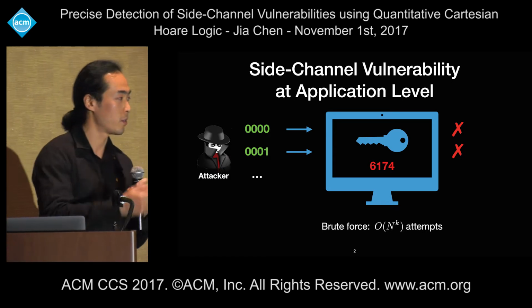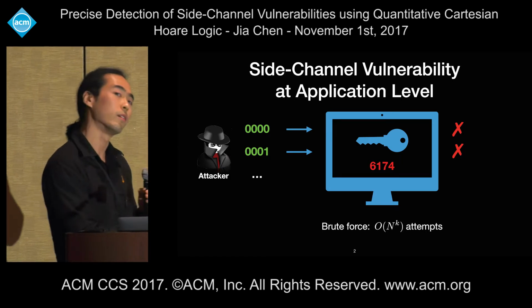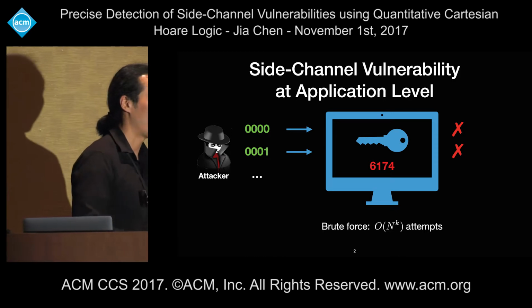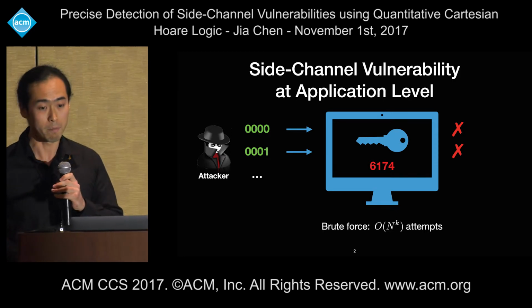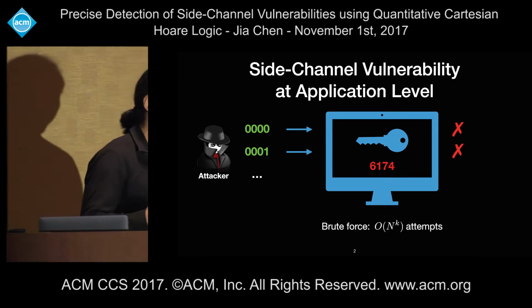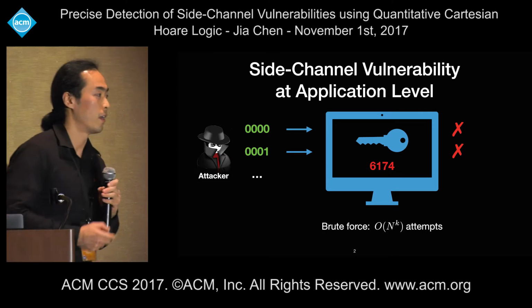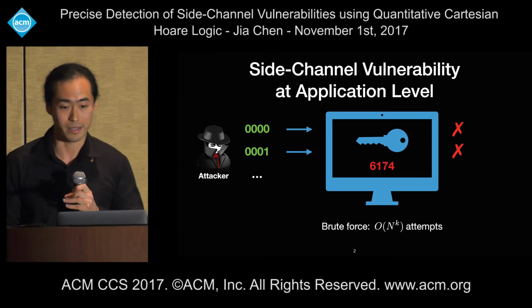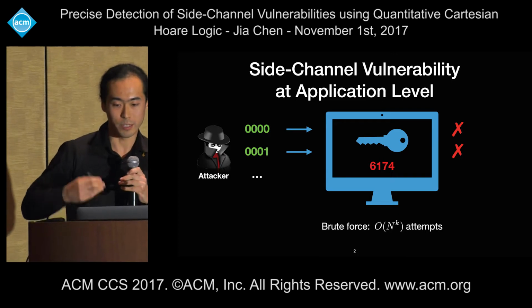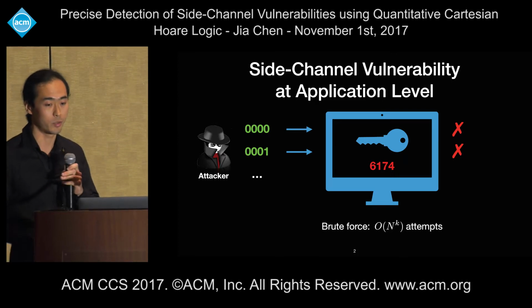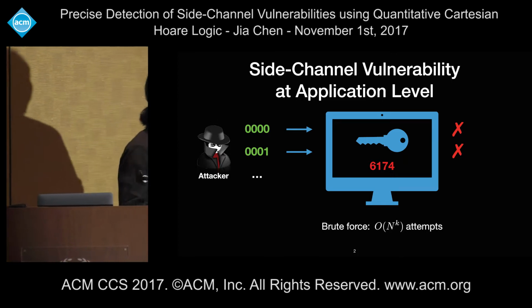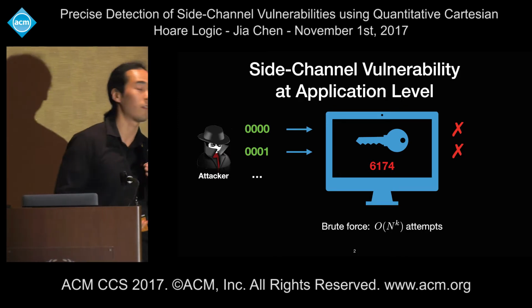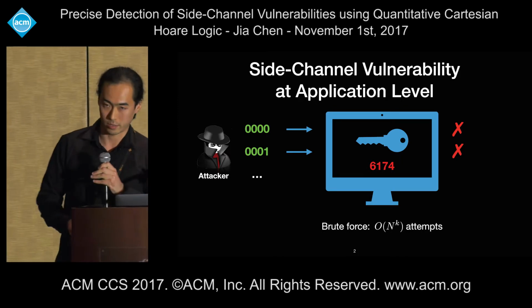For example, he could do this for the first digit of the secret and just pick the one with the longest time. He could repeat this process for each digit and finally reveal the secret. And this will make the attacker reduce the guessing effort from exponential to something that's proportional to k times n. Here, n is the size of the alphabet and k is the length of the secret.